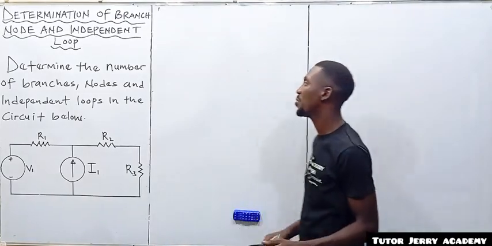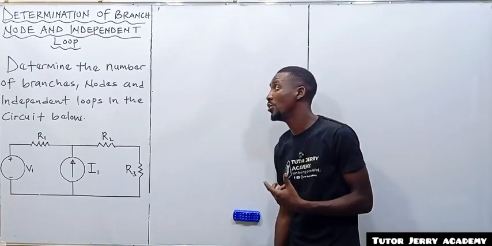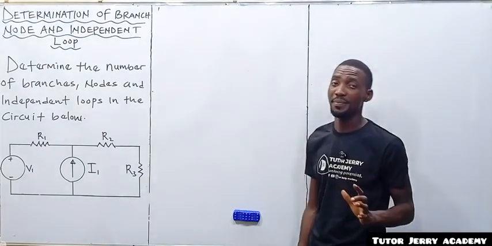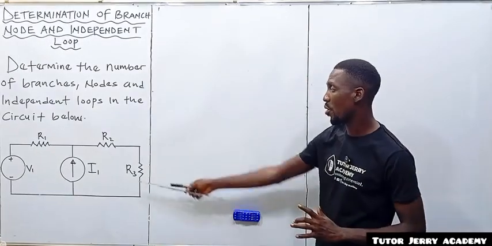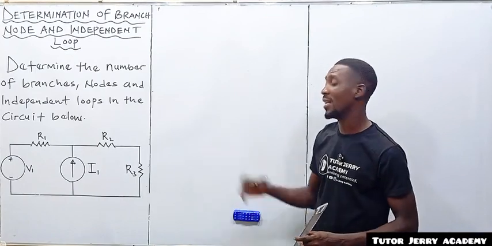Right, we are going to be solving another question on determination of node, branch, and independent loop. And of course, here is the circuit below that we are going to be analyzing.